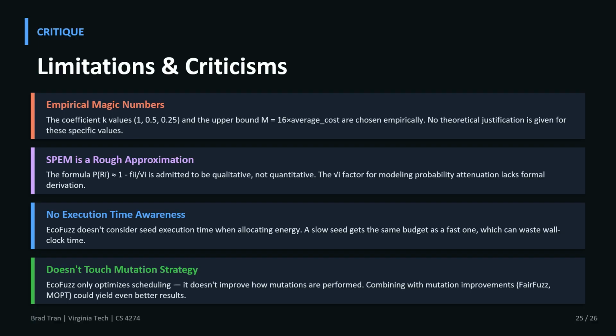Well, here are the limitations I identified. First, empirical constants without theoretical justification. The coefficient k values 1, 0.5, and 0.25, and the energy upper bound m set to 16 times average cost are described as empirical values. The paper provides no sensitivity analysis showing how performance changes if you adjust these. They may be tuned to these specific benchmarks and might not generalize well.